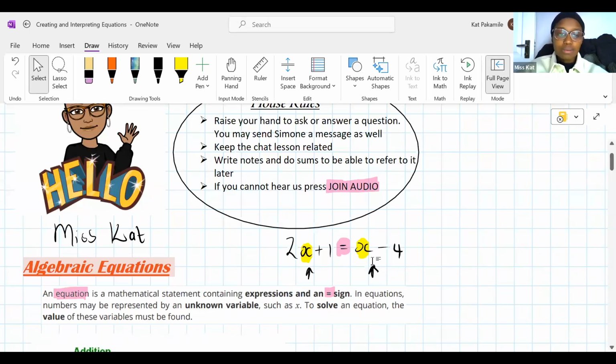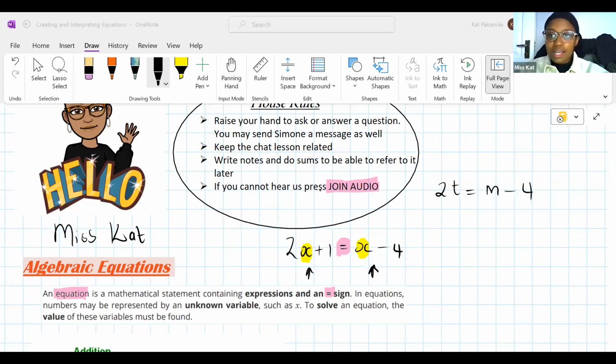A lot of times we use x, guys, but don't fall into the trap. We can use any variable. We can use an A and a Z and an L. I was going to say L, but it wasn't looking like an L, so I changed my mind: 2t equals m minus 4. So don't fall into the trap of only using x's and y's and z's and a, b and c. We can use absolutely any letter.